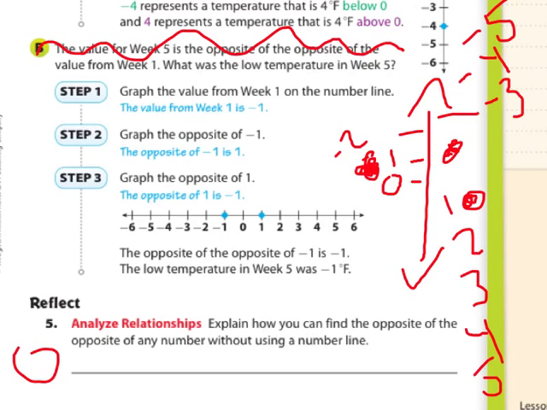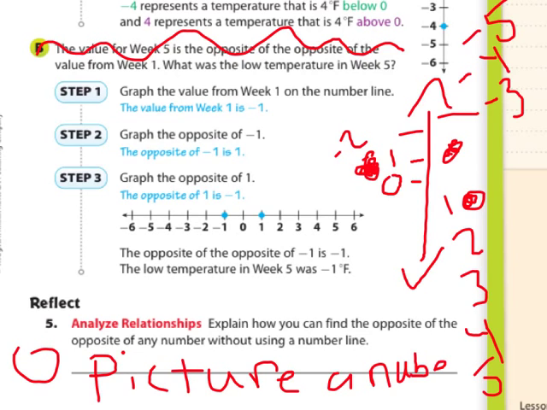All right. Analyze relationship. Explain how you can find the number opposite of any number without using a number line. Let's say that you can picture a number line. So you can picture a number line in your head, and so that's it. Thank you. Bye.